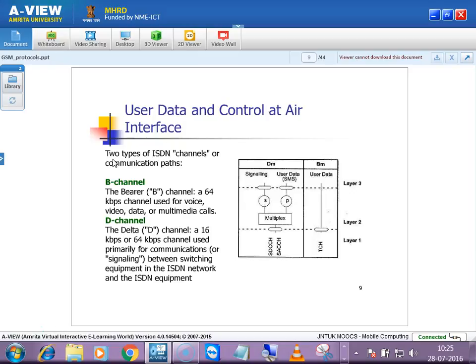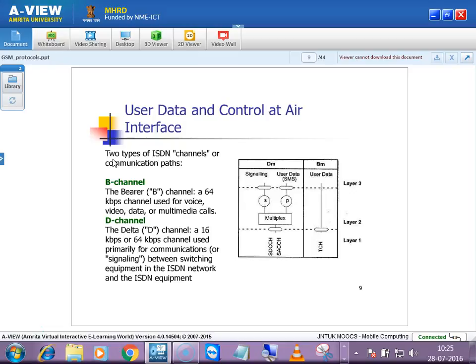And user data and control at the A interface. So you'll be having data channels and control channels. Data in the sense of user data, control channels in the sense of some signaling purpose. B channel in the sense bearer channel, and D in the sense delta channel. The only thing is what services they support and what techniques they use.